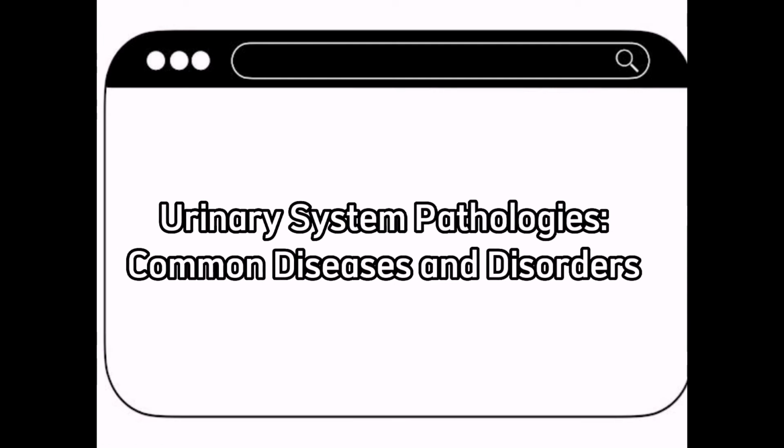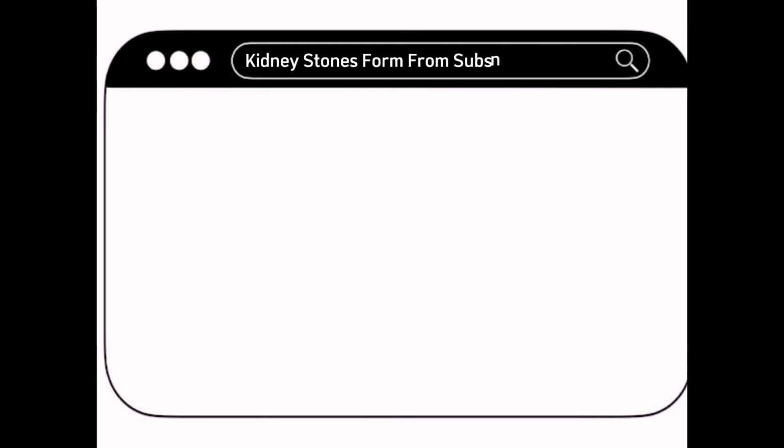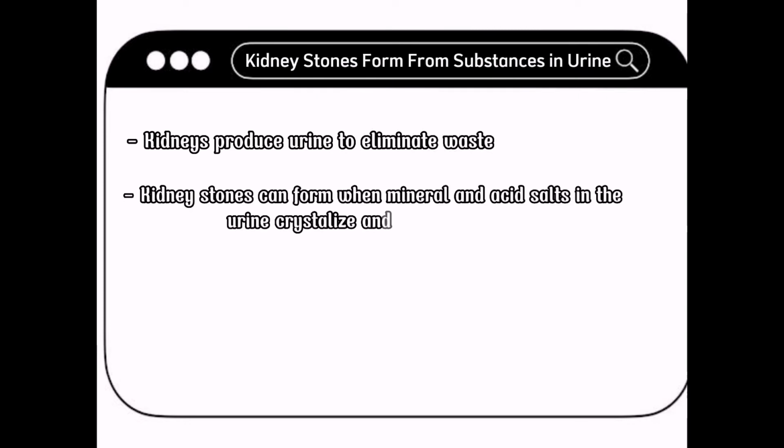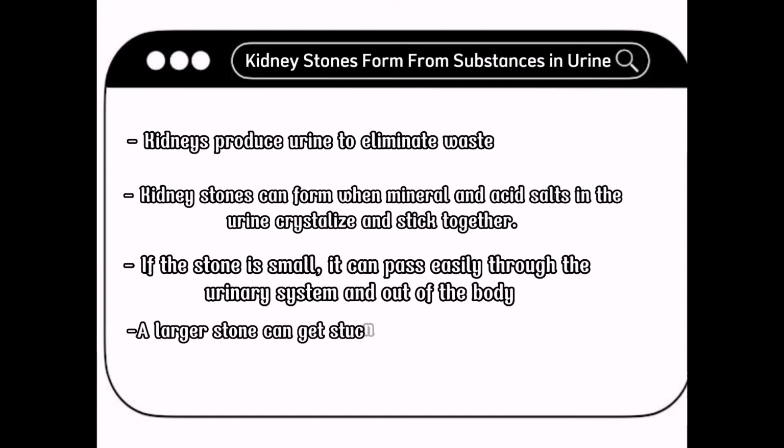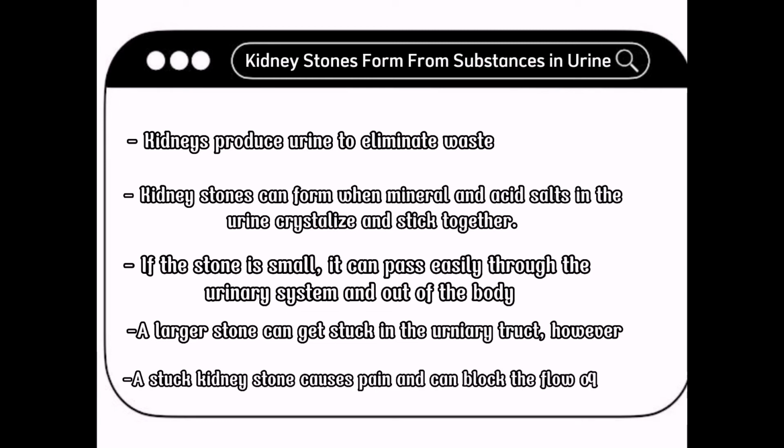Urinary system pathologies, common diseases and disorders. Diseases of the kidneys or bladder can compromise urinary system functions. First, kidney stones form from substances in urine. The kidneys produce urine to eliminate waste. Kidney stones can form when mineral and acid salts in the urine crystallize and stick together. If the stone is small, it can pass easily through the urinary system and out of the body. A larger stone can get stuck in the urinary tract, however. A stuck kidney stone causes pain and can block the flow of urine.